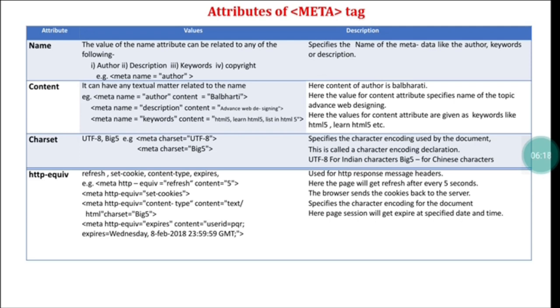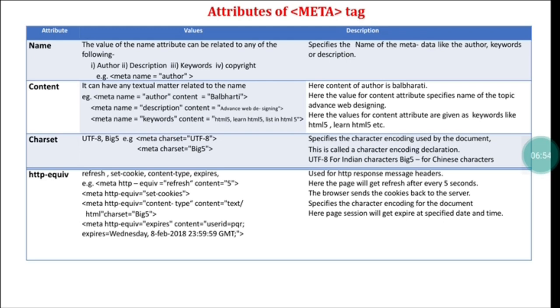The next meta tag attribute we use is called charset. This character set is set to UTF-8 for India and Big5 for China, which means it specifies the character encoding used by the document. This is called the character encoding declaration. In India, we use UTF-8 for Indian characters. In China, they use Big5 for Chinese characters.